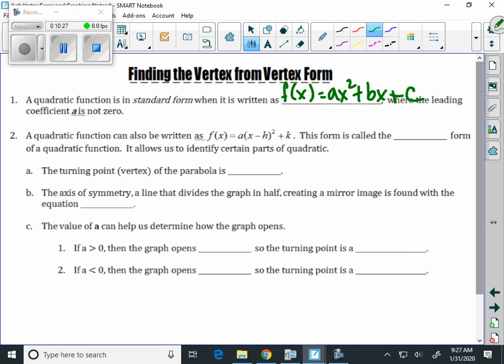But there's another format, which is there on problem 2. A quadratic function can also be written as the function f of x equals a times x minus h quantity squared plus k. And this form is called the vertex form of a quadratic function. And it allows us to identify certain parts of the quadratic. For instance, the turning point, which by the way I sometimes abbreviate as TP, also known as the vertex, is (h, k). So we can identify that right away.